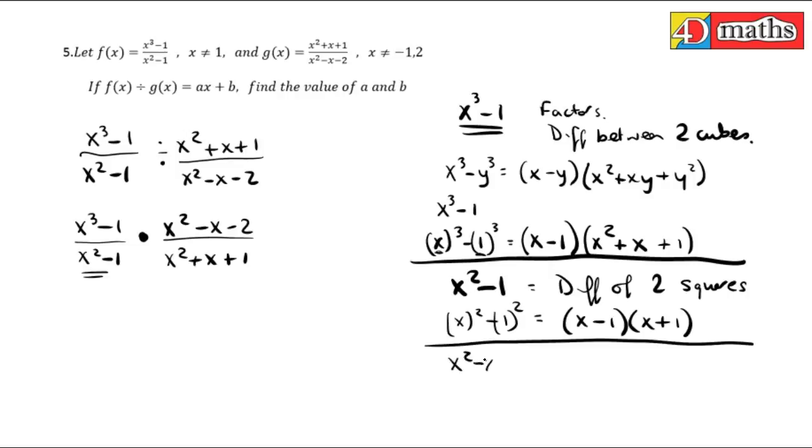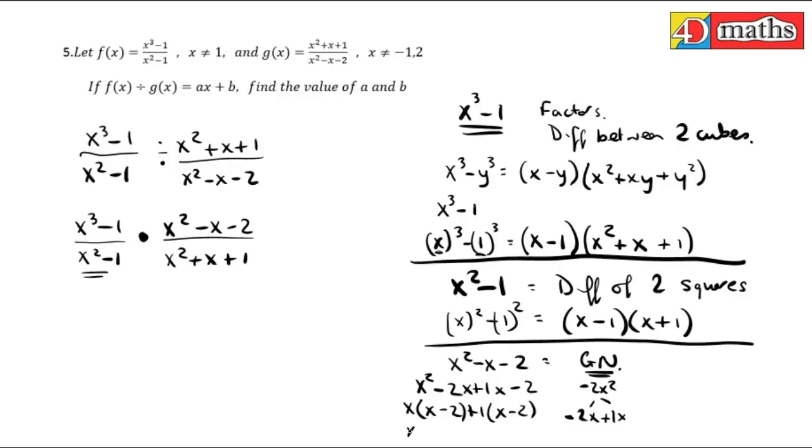Now if you look at this one, x squared minus x minus 2, this is a guide number problem. So the guide number here is minus 2x squared. Factors of 2x squared are 2x and 1x. I want minus x, which is minus 1x. So that's minus 2 plus 1. So substitute that in, and factorize it. You get factors of x plus 1, x minus 2. So that's this answer.